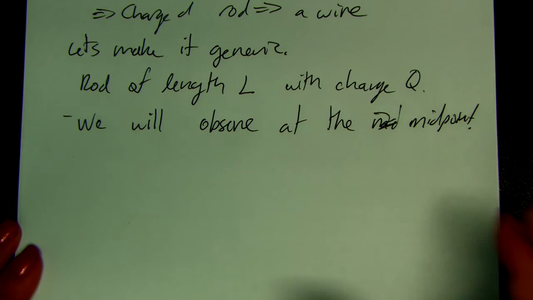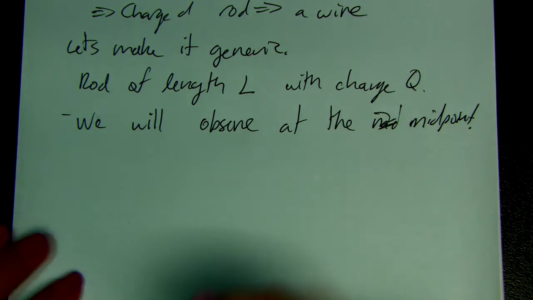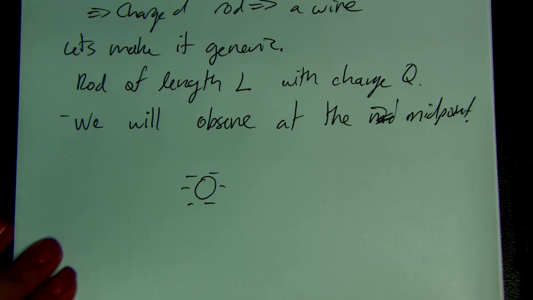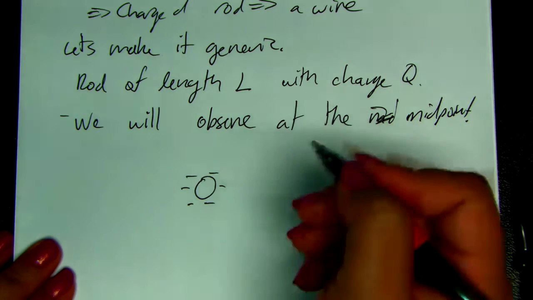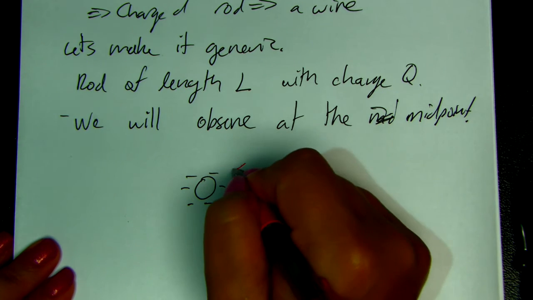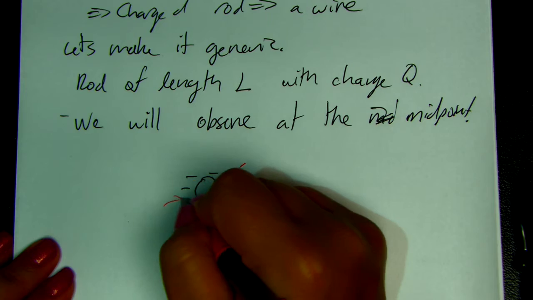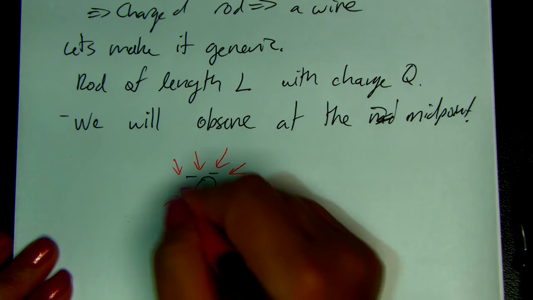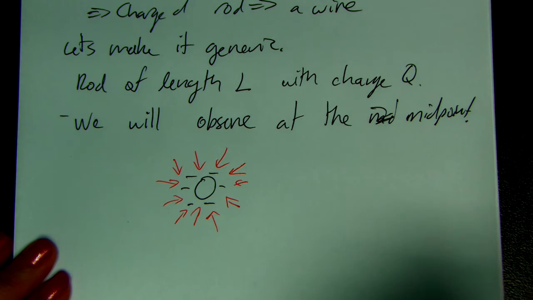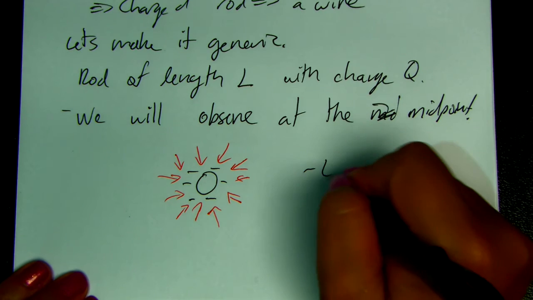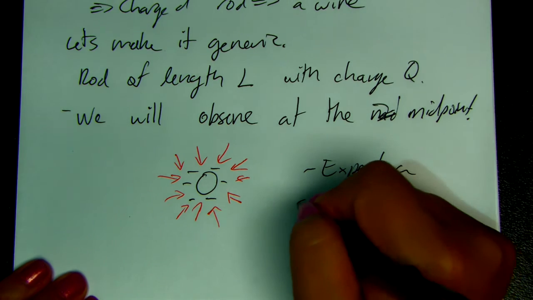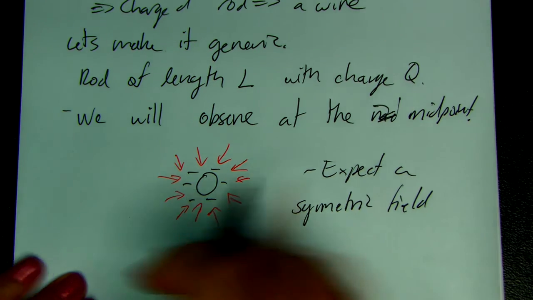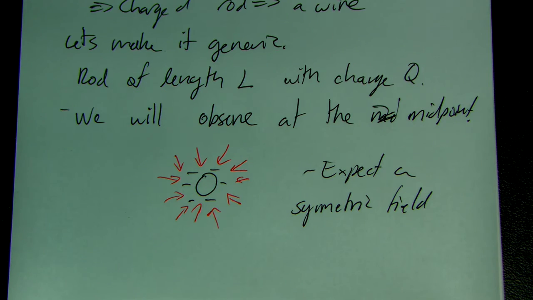All right, so let's use a little bit of intuition to think about what a field would look like. So let's say we had a negatively charged wire. So we have a negative charge. We would anticipate that we'll have an electric field pointing in towards it symmetrically around the wire. There we go. So we would anticipate that it would look like this. So we would expect a symmetric field. Likewise, if we had a positively charged wire, we would expect a field radiating out and also symmetric.